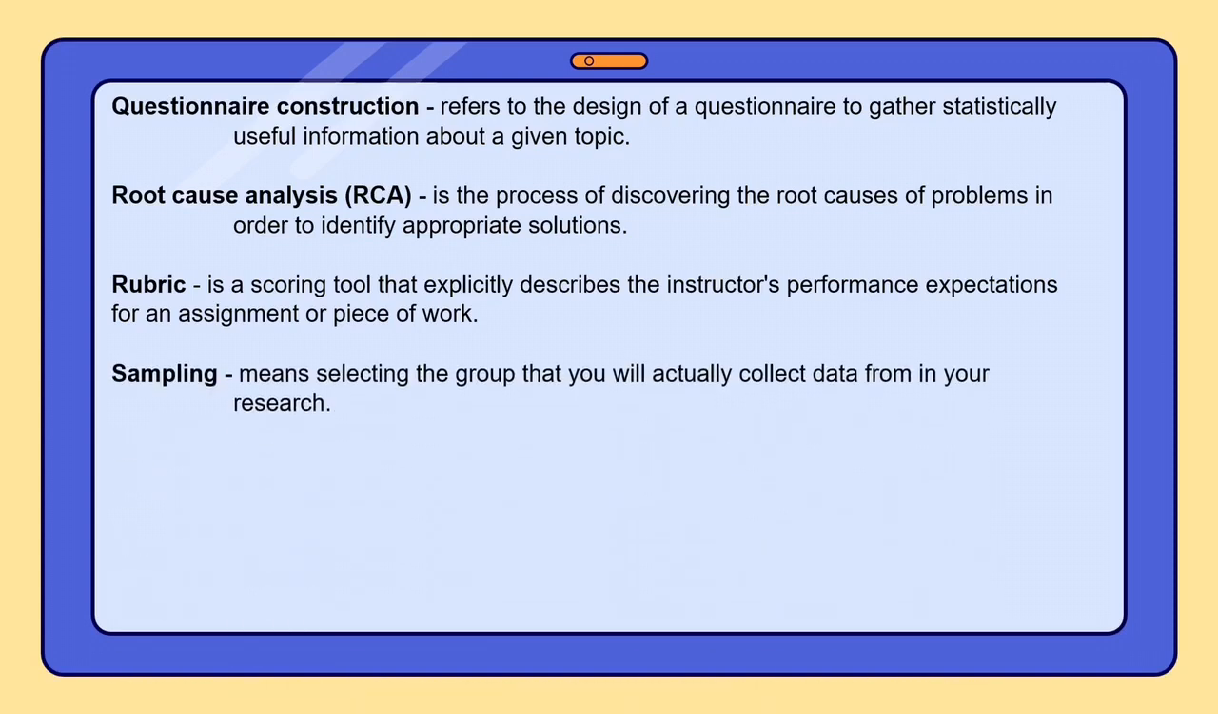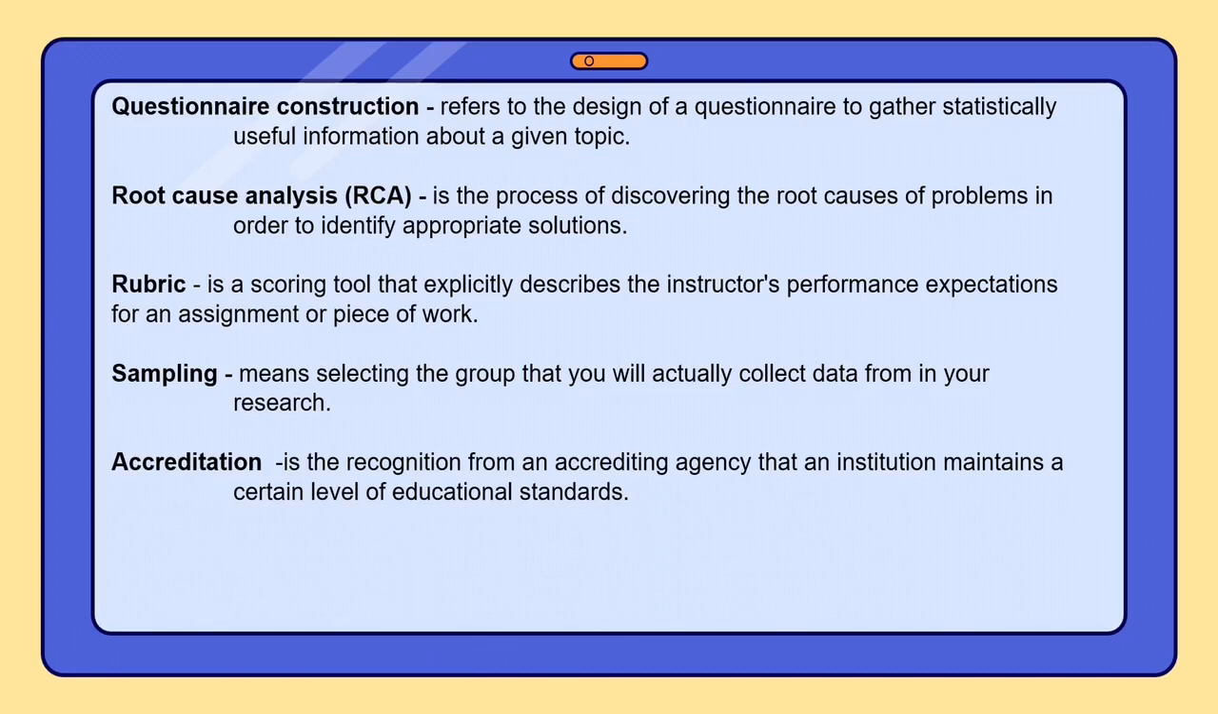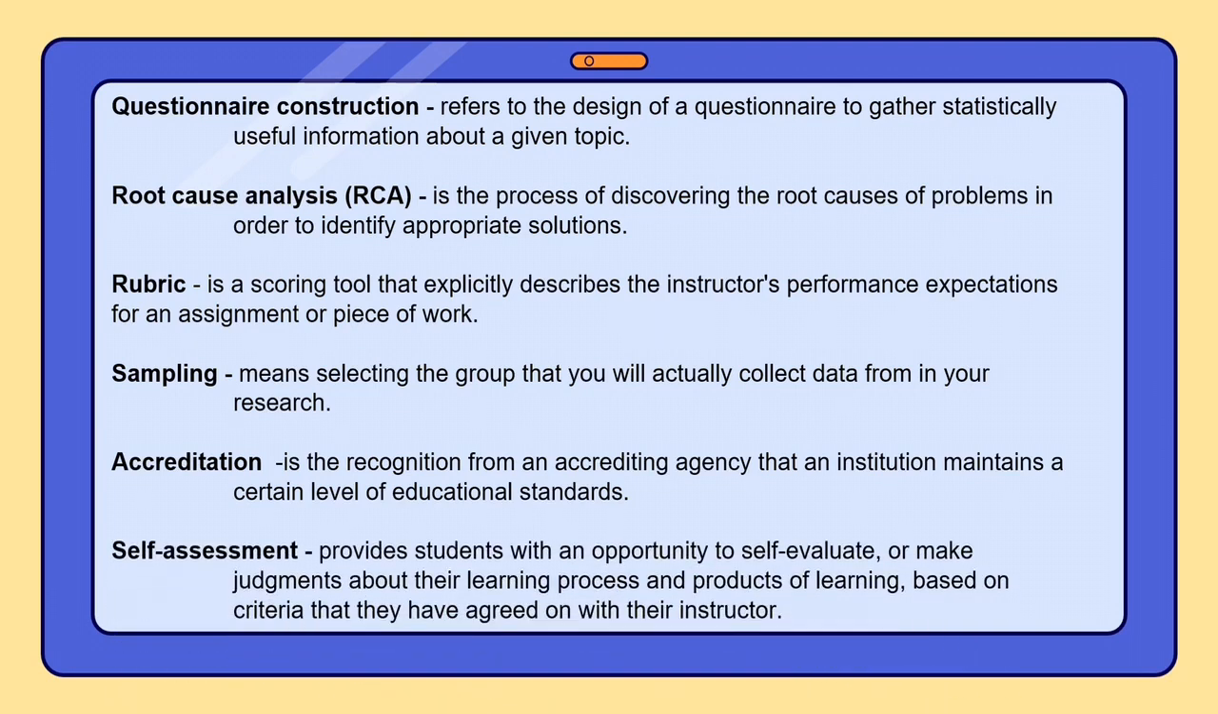Next is sampling. So, from the word itself, sampling, sample means selecting the group that you will actually collect data from in your research. So, hindi na rin bago sa atin ang sampling kasi ginagamit din natin ito sa statistics. Next is accreditation. Accreditation is the recognition from an accrediting agency that an institution maintains a certain level of educational standards.